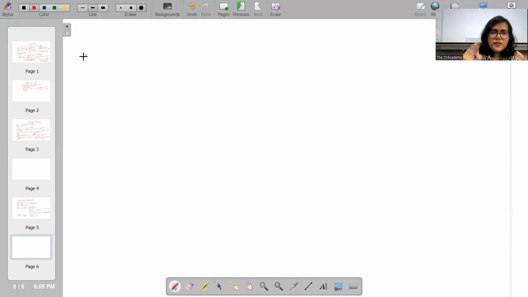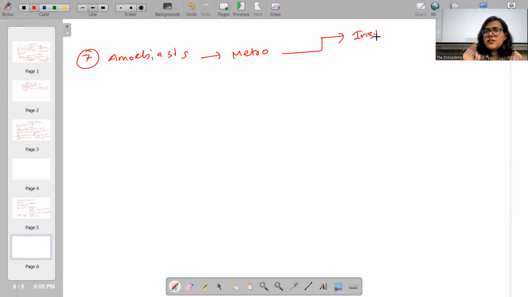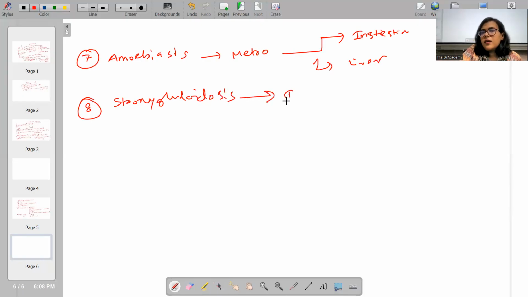And amoebiasis. What's the treatment for amoebiasis? Metro. It can affect the intestine, causing intestinal dysentery, and also cause liver abscess. Okay. Then among the nematodes, strongyloidosis. Treatment is ivermectin plus albendazole. Okay.